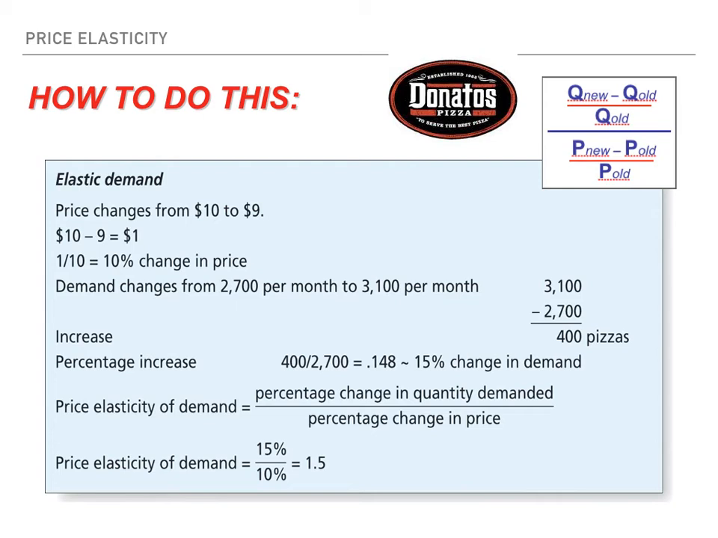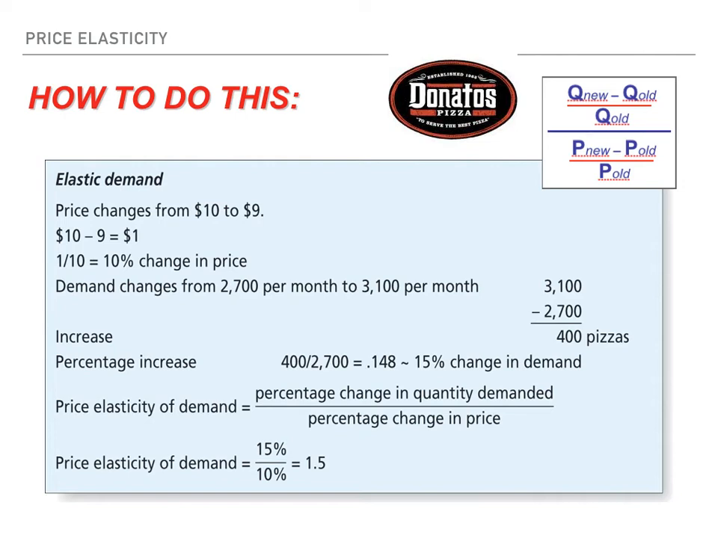So if you read this example here, let's say that Donato's is selling a pizza for $10 and they lower the price to $9. That basically has a $1 difference, which is a 10% change in the price. If you're not sure how to calculate the change in price, you can use this extended formula here. It's the new price minus the old price divided by the old price. So just look here at this part. That will tell you the percent change.